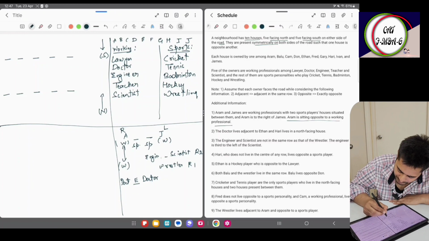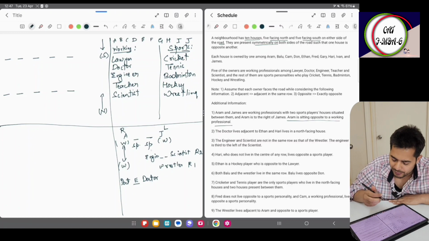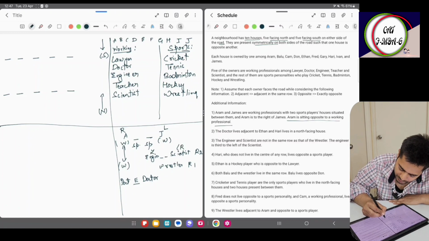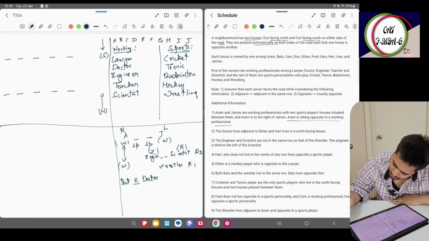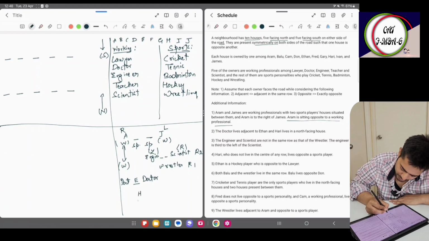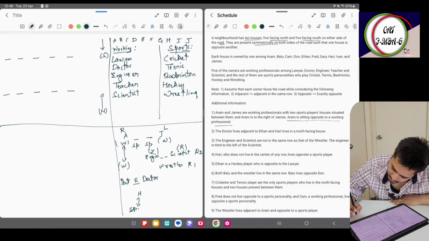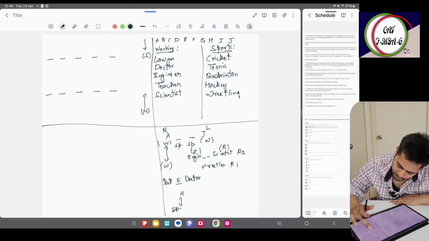So let us say scientist, then two people are between them, and engineer is to the left, scientist to the right. Okay. Hari, who does not live in the center of any row, lives opposite a sports player. So Hari is not in the center of any row, and Hari lives opposite a sports player. Then Ethan is a hockey player who is opposite to the lawyer.